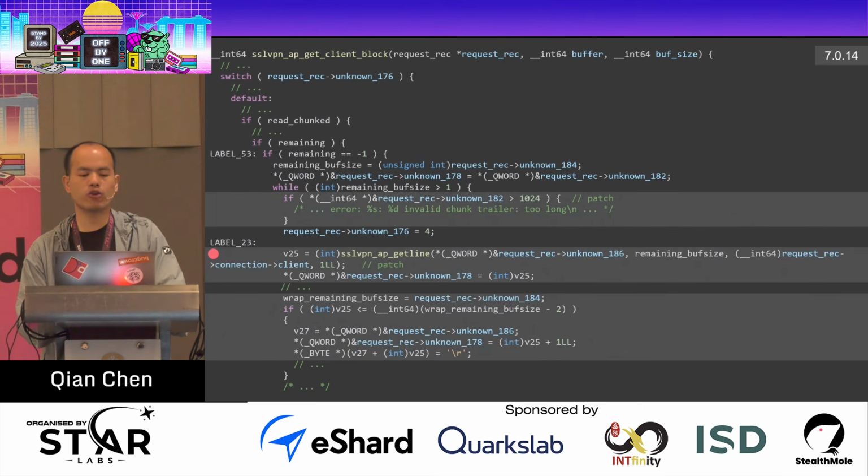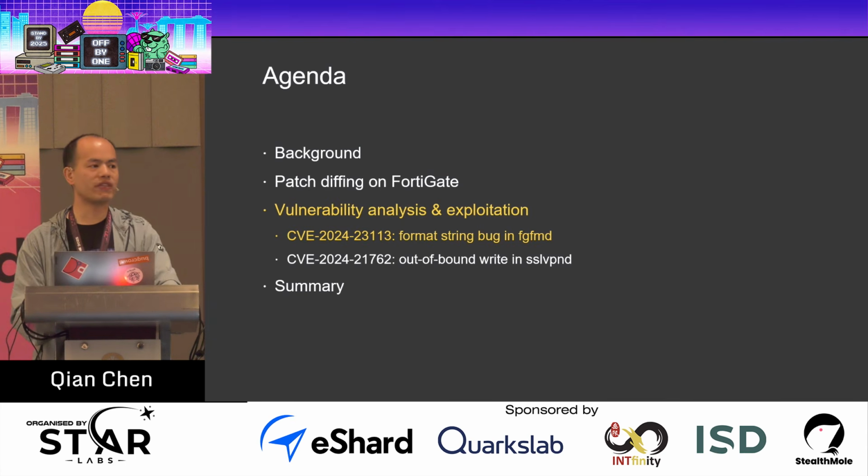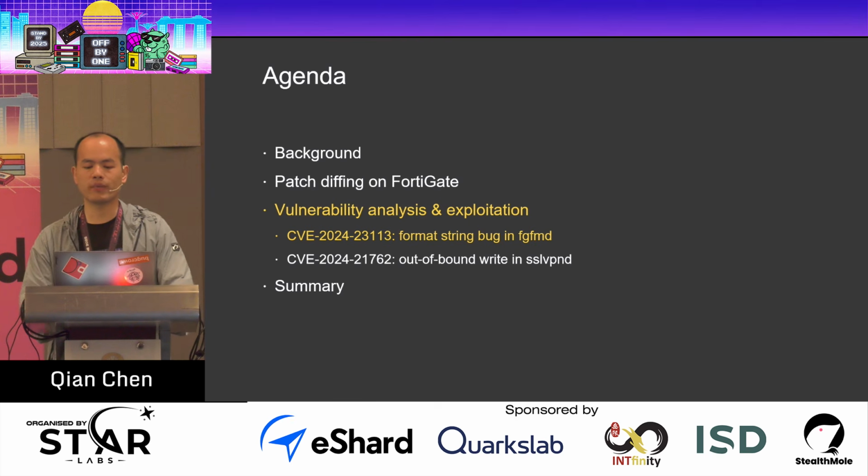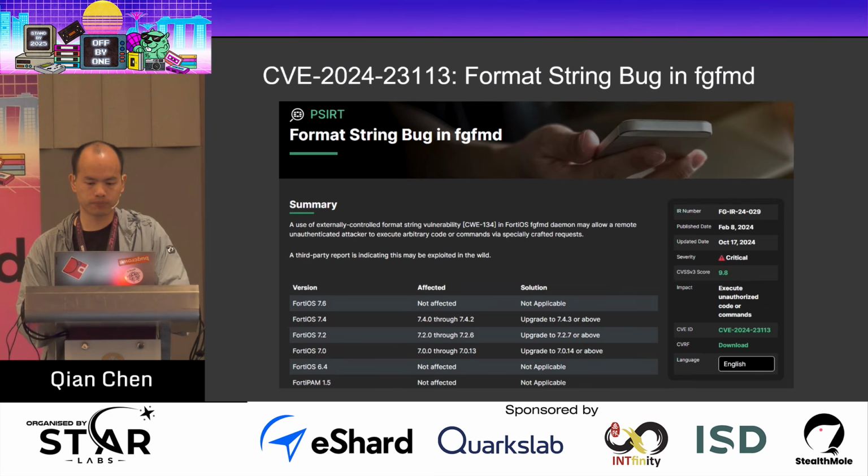In version 7.0.14, several patches were applied to this function. Two critical fixes are highlighted in the code. A boundary check is added, and most importantly, variable 25 correctly receives its value from SSL get line. Now that we have demonstrated how our patch diffing technique helped identify these two vulnerabilities, let's deep dive into the technical details. In the following section, we will analyze both functions and present our research on them.